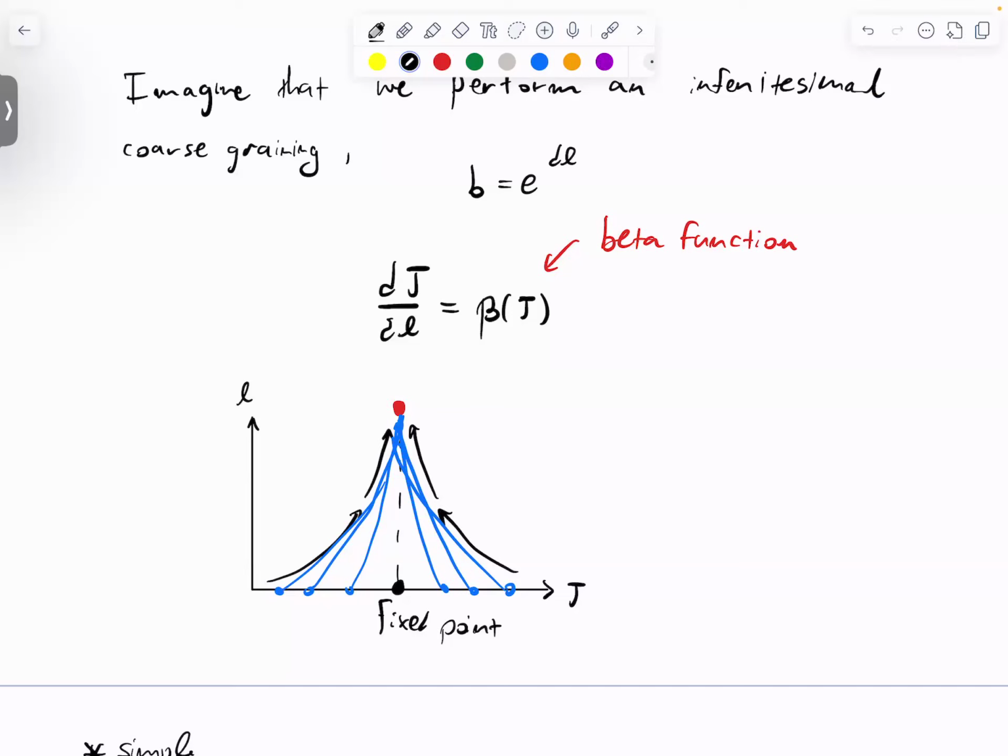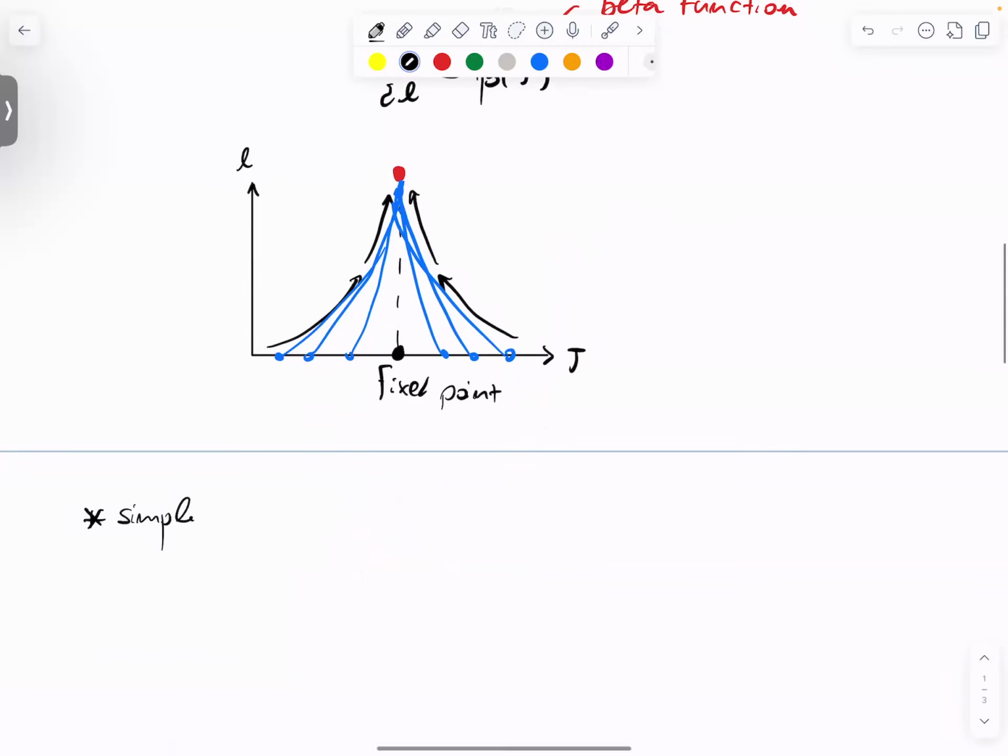No. Okay. For every model or theory you're going to have a different beta function. And typically we don't obtain the full beta function. It's very rare that one can obtain the full beta function. Typically what we have is something like an expansion, a power series of this function. Okay, so let's see a simple example.